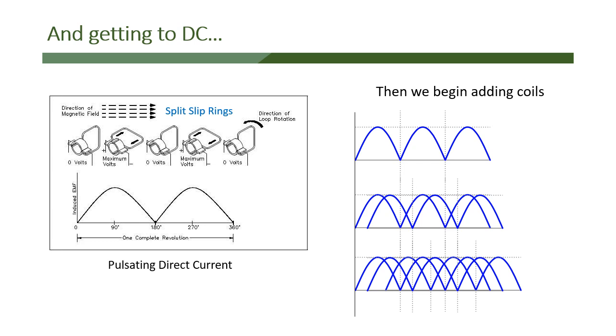Now, if we add more coils at different angles on the slip ring, or different slip rings, and we add them together, we can then begin to add multiple pulsating DC sine waves to our output. So here we see the first one, just having one coil, then we've added a second coil, and then a third coil, and you can see it's beginning to show the average voltage is increasing.